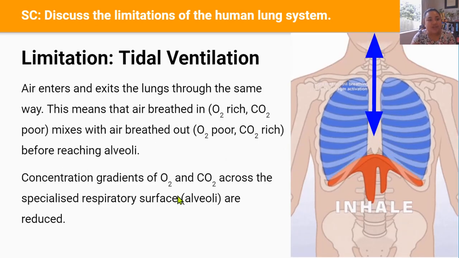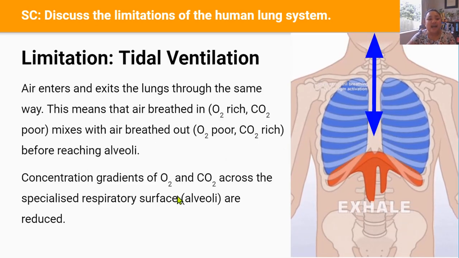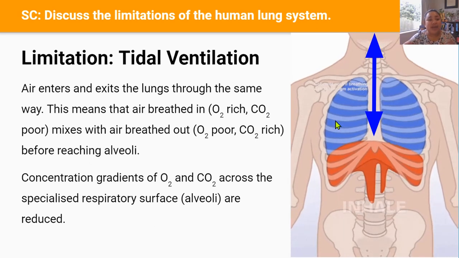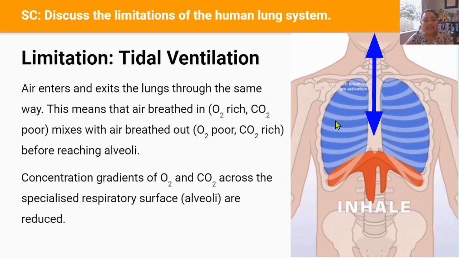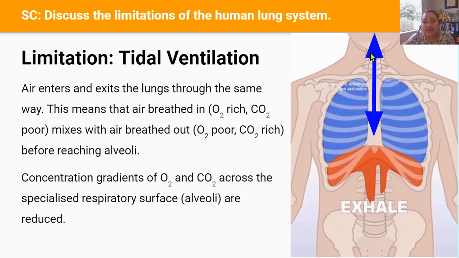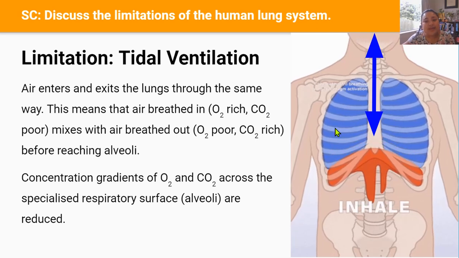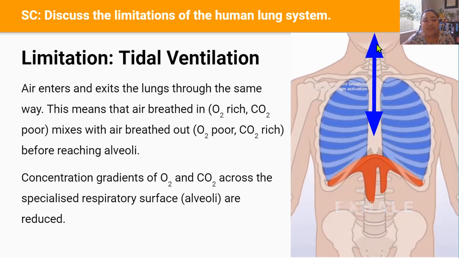Another limitation of the lung system is tidal ventilation. The term tidal ventilation describes how air enters and exits the lungs the same way. So air enters from the mouth, goes to the trachea, goes to the smaller airways. But then it exits the same way: smaller airways, trachea, and mouth.